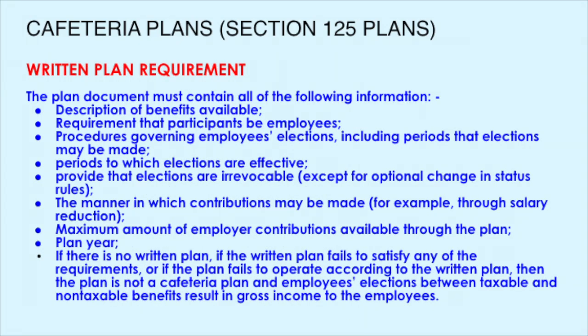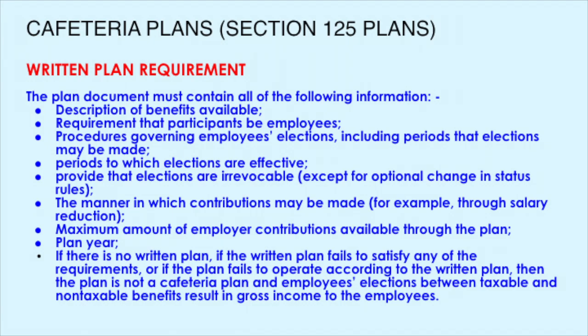Now let's look at some of the requirements for the cafeteria plan. When the employer adopts a Section 125 cafeteria plan, it must be in writing, and it should indicate the description of the benefits available, and the requirement that the participants be employees. Now the term employees includes any current or former employee, including any laid-off or retired employees of the employer. It also includes common law employees, leased employees, full-time life insurance salespersons, and a current or former employee. But it does not include independent contractors.